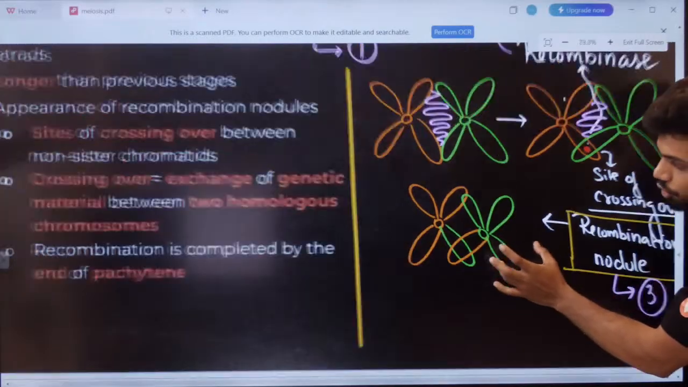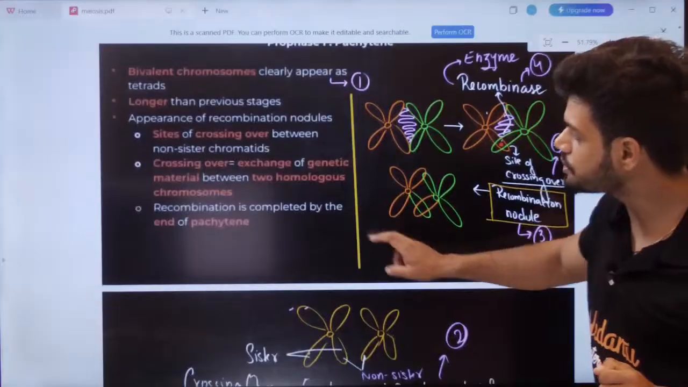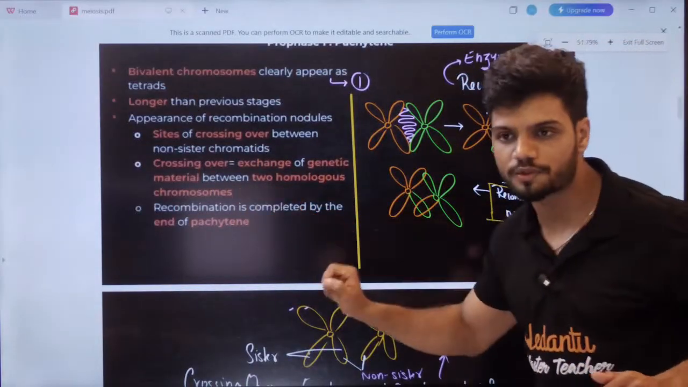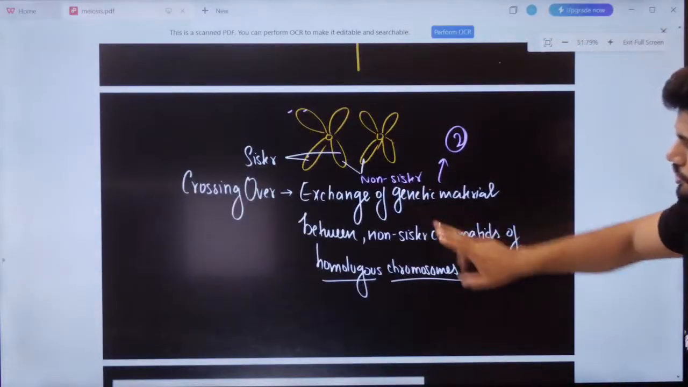Now, this crossing over is happening where? Crossing over is happening in pachytene. What is crossing over? Exchange of genetic material between two homologous chromosomes is called crossing over. Okay. Now, that is called crossing over here.